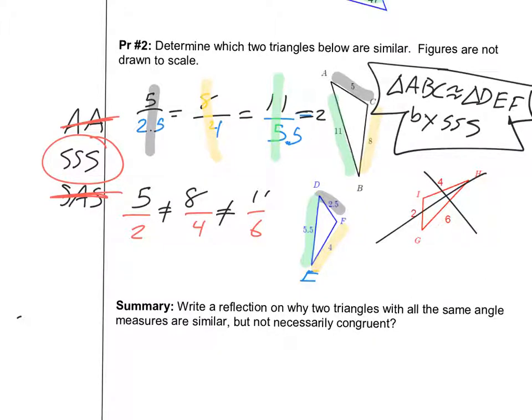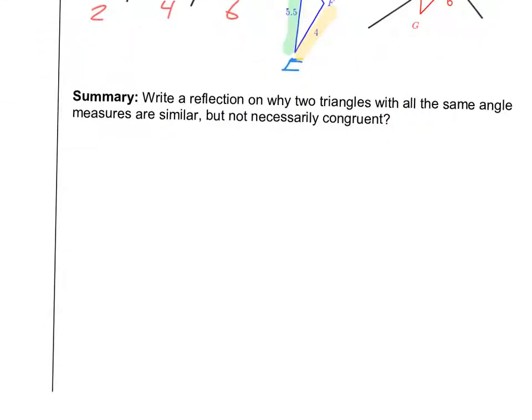All right, so for the last thing I want you guys to do in your summary is to write a reflection on why two triangles with all the same angle measures are similar, but not necessarily congruent. Remember that congruent means that they have the exact same size and shape. Okay, similarity is just shape, but congruent is size and shape. So go ahead and do that now, and then I'll see you guys on the next video.